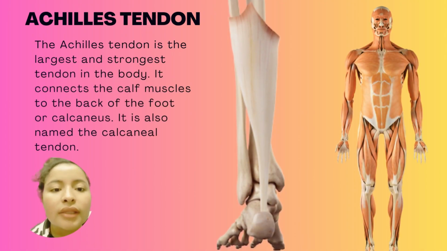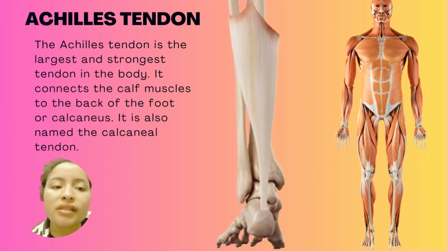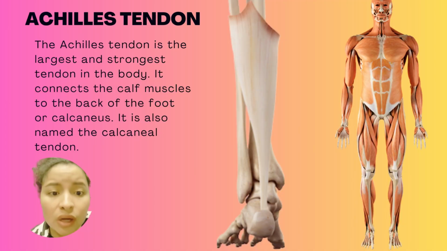Achilles tendon. The Achilles tendon is the largest and strongest tendon in the body. It connects the calf muscles to the back of the foot, or calcaneus. It is also named the calcanean tendon. This tendon is formed conjointly by the gastrocnemius and soleus muscles of the calf and inserts into the calcaneus. With the flexion of the calf muscles, the Achilles tendon will raise the calcaneus.